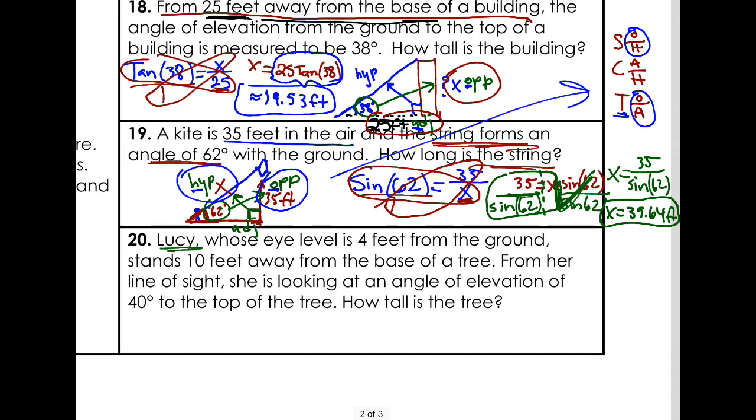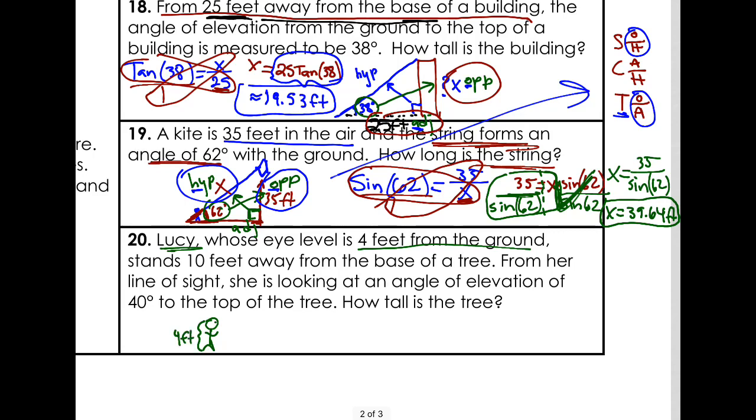Her eye level is 4 feet from the ground. So I'm going to draw Lucy here. Here's Lucy. So her eye level, here's her eye. So that eye level right there, I'm going to put a little curly on the back of her. So from here to here, that is 4 feet.